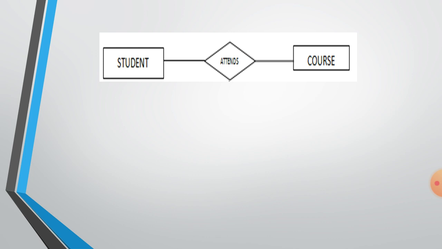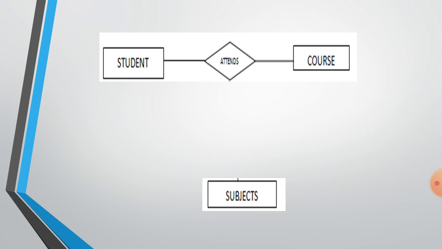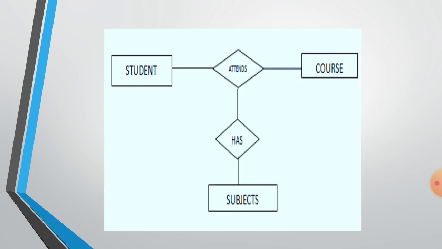Whenever that student attends the course, what will happen? He will gain some knowledge on that particular subject. Whenever a student attends a course, only then will the student gain knowledge on that subject. Otherwise, he can't get knowledge on that particular subject. So here there is one more relationship, the has relationship. This relationship is formed based on the attends relationship. Whenever the student does not attend a course, the student will not gain any knowledge on that subject. So that's why the has relationship is applied on the attends relationship.